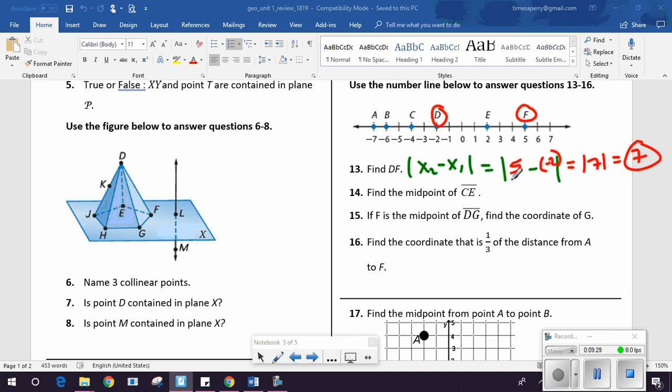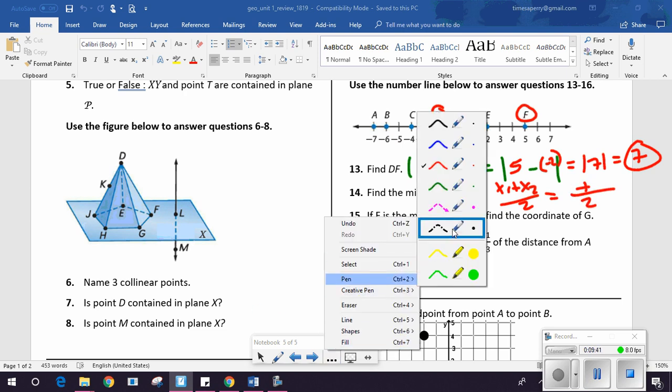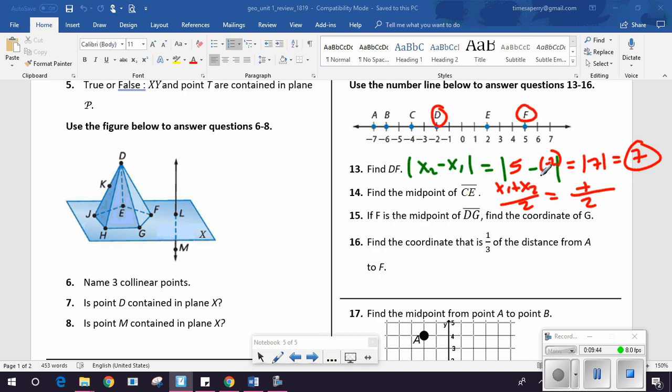Again, to find the midpoint, it's x sub 1 plus x sub 2 over 2. This time we're looking at C and E. And again, order doesn't matter. So C is at negative 4. E is at 2. Negative 4 plus 2 is negative 2. Negative 2 divided by 2 is negative 1. So the midpoint of CE is -1.